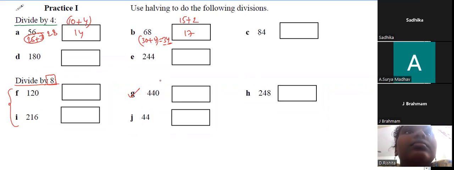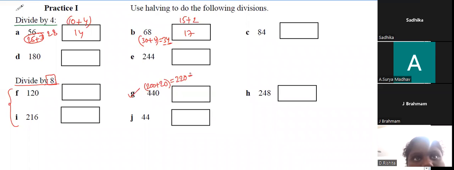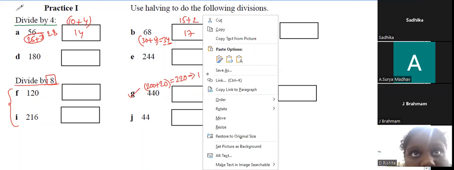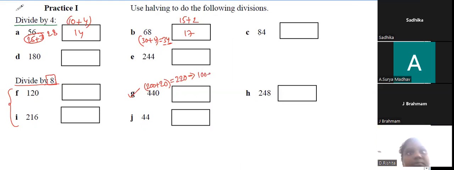4 half is 2. Where is 4? 400. 400 half is 200. And 200 plus 20, and 220. Next, 200 half is 100, and 20 half is 10.